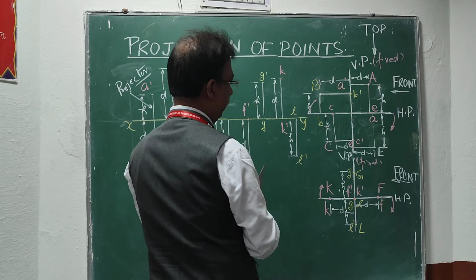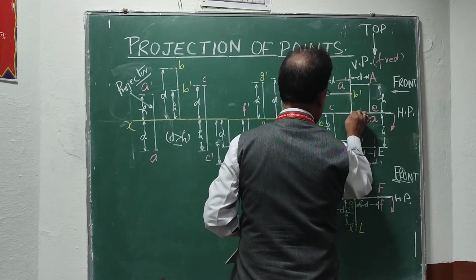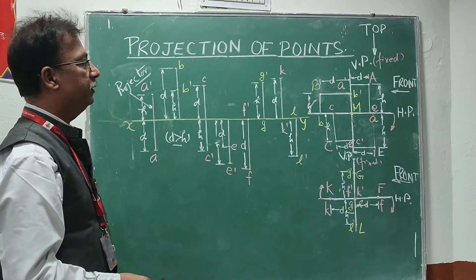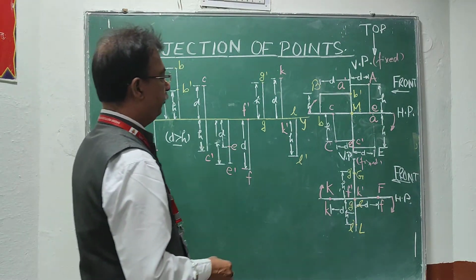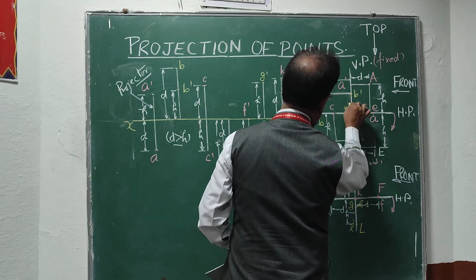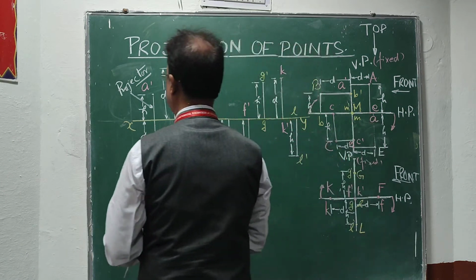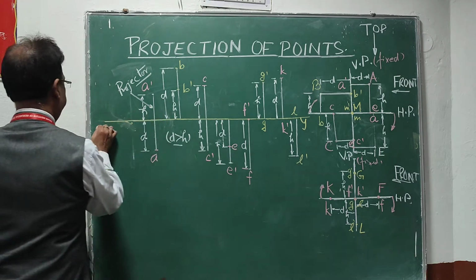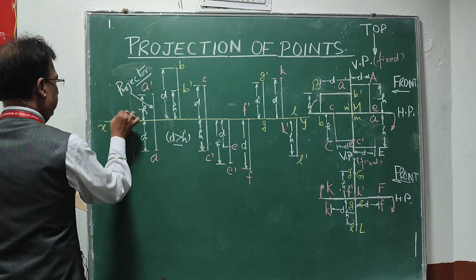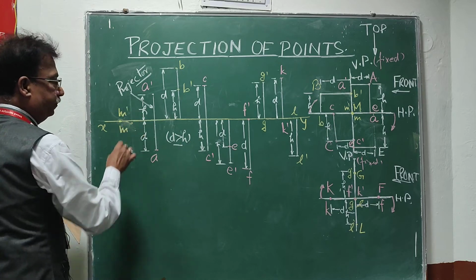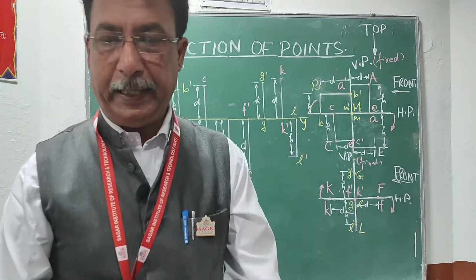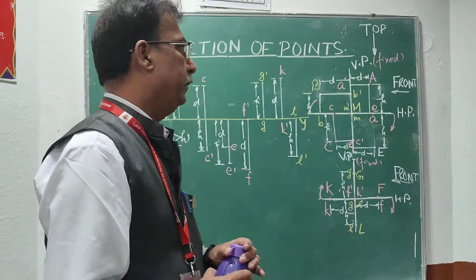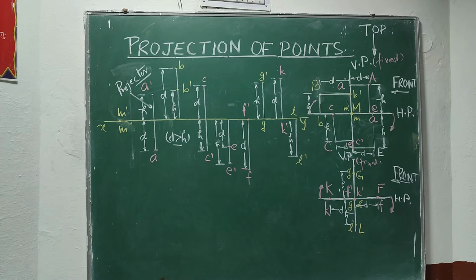Ninth and final option will be if the point will be on the HP and VP both. Suppose this capital M point will be on the HP as well as on the VP, means on the reference line. So M dash and M will be on the same point. If I want to plot the last point, then I can plot it here, M dash and M. So these are the 9 possible positions of any point in the space. These are the 9 possibilities.